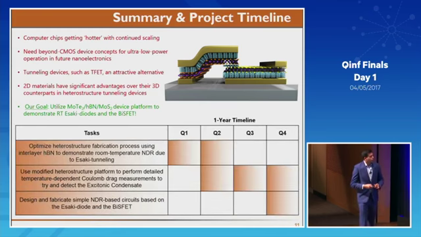Here's our one-year project timeline. In the first half, we'll try to demonstrate the room temperature Esaki tunnel diode. And in much of the later half, we'll do temperature-dependent Coulomb drag measurements to try and detect the exciton condensate. And later on, we also plan to design and fabricate some simple NDR-based circuits based on our devices.